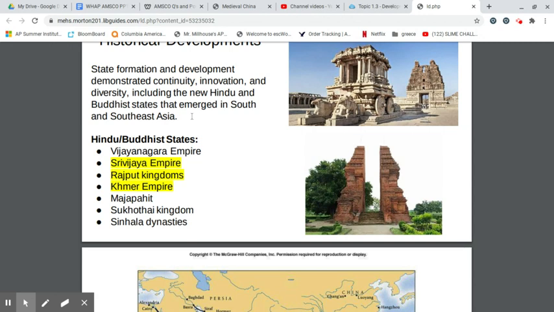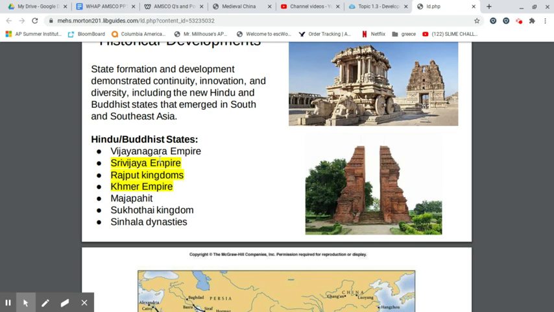The state formation and development demonstrated continuity. What is continuity? It means things that stay the same. Innovation is different ideas and techniques. And of course, diversity. Diversity meaning different religions or different ethnic groups, things like that, which included the new Hindu and Buddhist states that emerged in South and Southeast Asia.